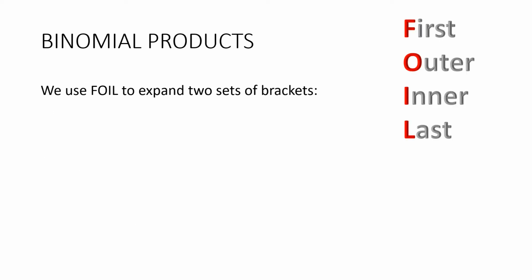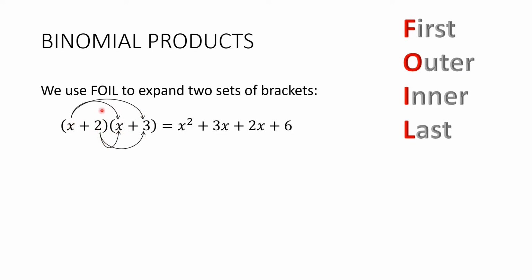When we're expanding binomial products, we use FOIL, which stands for first, outer, inner, last. And you have learnt this back in the beginning of year 9. So we're going to do first, outer, inner, last. That's going to give us this, x squared plus 3x plus 2x plus 6, and we can add these 2 terms together. So x squared plus 5x plus 6.